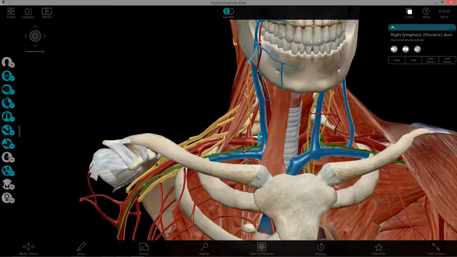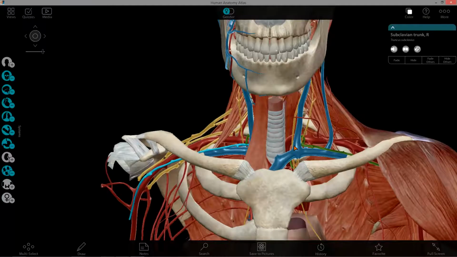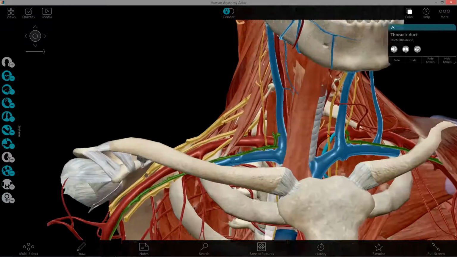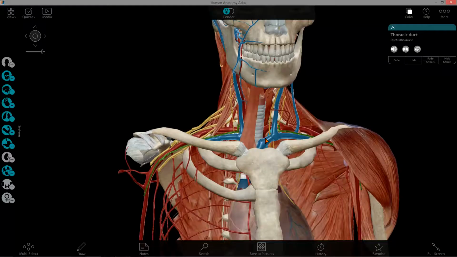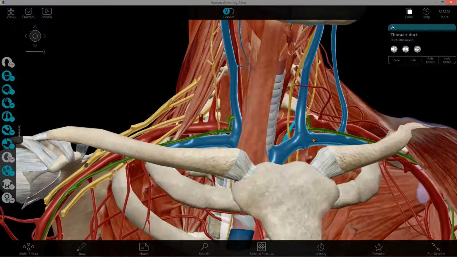But it drains significantly less than the thoracic duct. So the thoracic duct, if you can recall, drains the entire thorax. It travels inferiorly all the way to the abdomen, where it combines with the cisterna chyli, which drains all the abdomen, and eventually it drains the lower extremities as well.